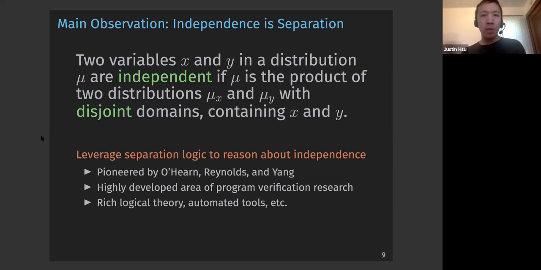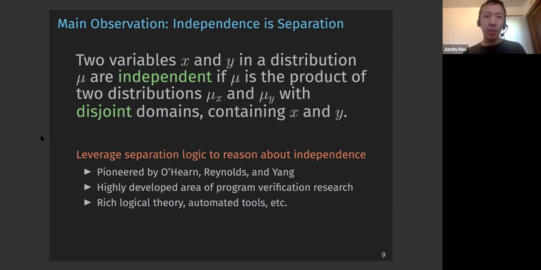The main observation of this talk is that one way of viewing independence is as a kind of separation. I'm not going to say this is the only way of viewing independence because, of course, it's not good for everything. But I think a very fruitful way of viewing independence is as this kind of separation. We'll think of two variables, x and y, in a distribution I'll call mu, as independent if mu is a product of two distributions, I'll call mu x and mu y, with disjoint domains. And mu x's domain contains x, and mu y's domain contains y. Here we really emphasize that it's a product distribution, and it's over some disjoint domains.